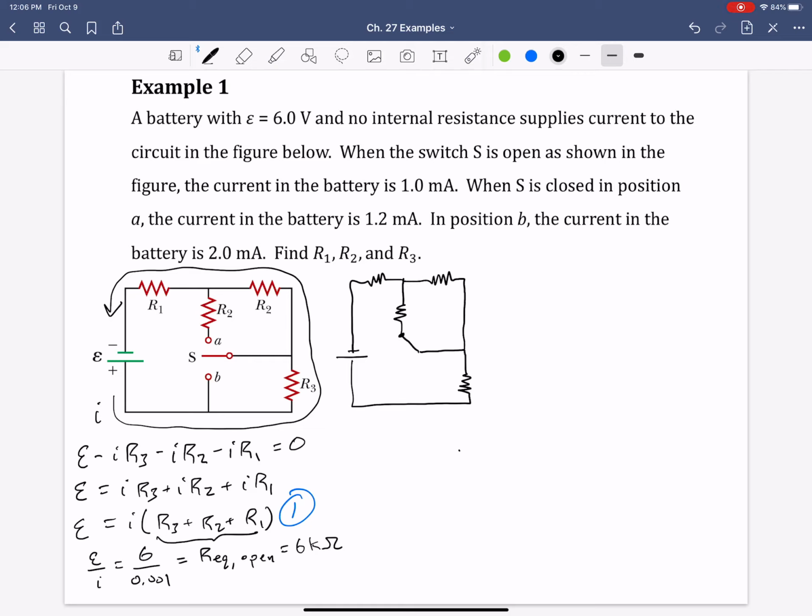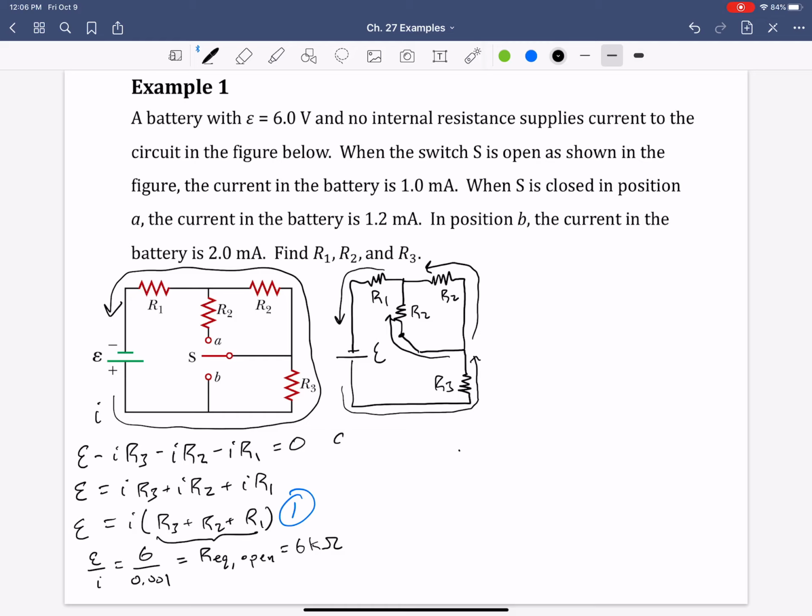Okay, so it turns out we have R3, R2, R2, R1, and the EMF again. Now when the switch is closed at position A, we actually have both resistor 2s in parallel with each other. The current loop would go around through R3, and then at this node it would split off. There would be a current in that direction, and then a current in this direction. At this other node, they would recombine to go back into the battery.